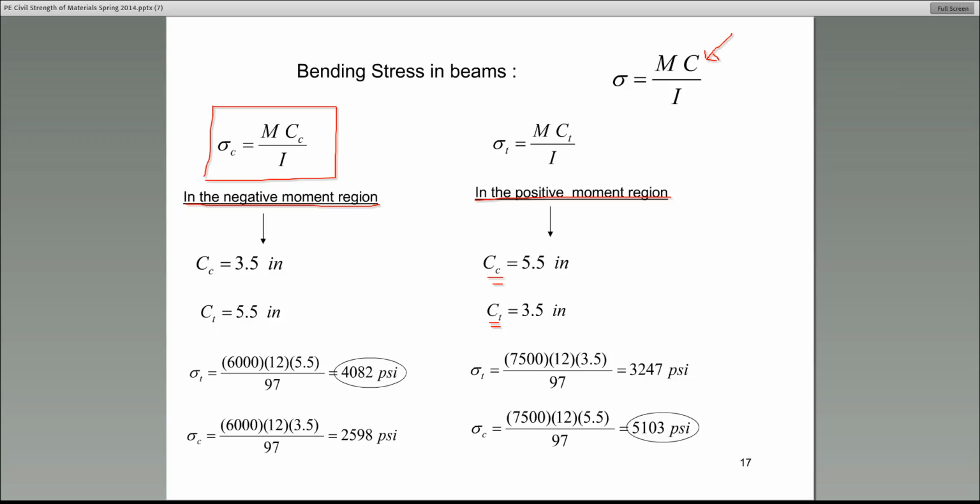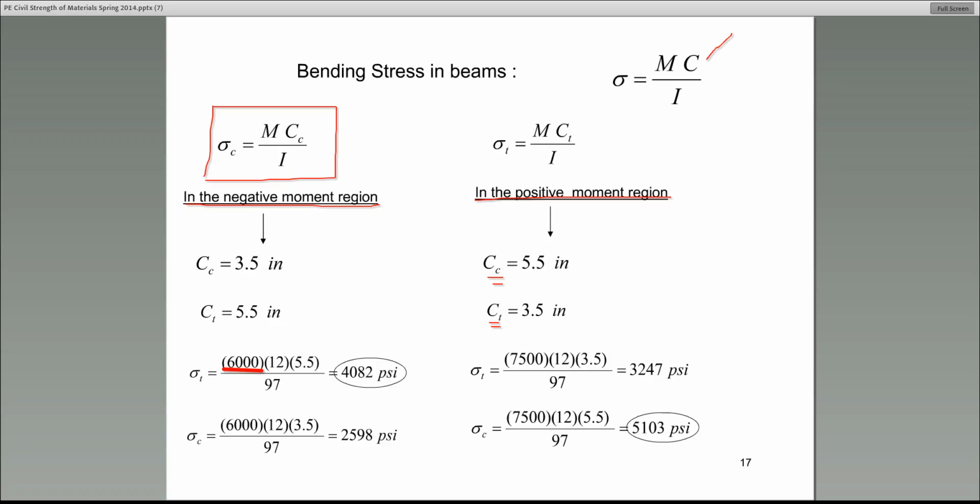We start with the negative moment region, and sigma t. Remember, the equation is Mc over I. All right. So the denominator is 97. It's 97 inches to the fourth. That was the moment of inertia. It was given in this problem. Now, here, take a look. The 6,000, where do we get the 6,000?